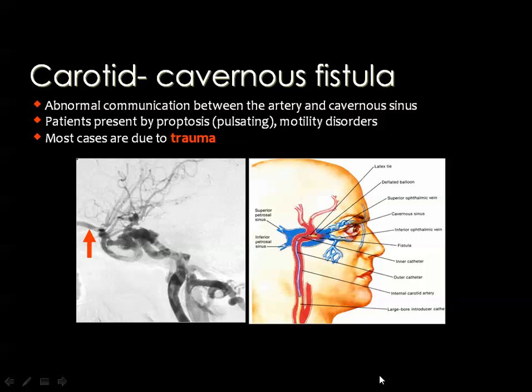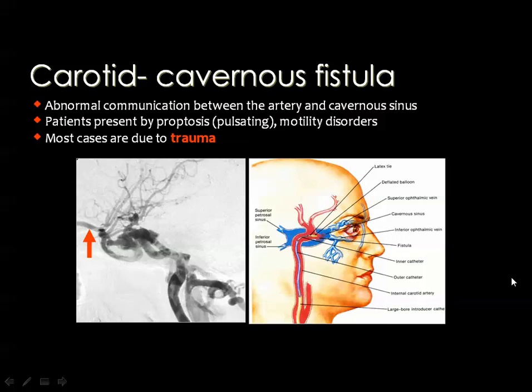Then this is a vascular malformation between the internal carotid artery and the cavernous sinus, what we call the carotid cavernous fistula. And this fistula will result in abnormal communication between the artery and the cavernous sinus, resulting in increased pressure inside the cavernous sinus, with engorgement of the veins draining into the sinus, especially the superior ophthalmic vein, which will be markedly dilated, and the patient will have proptosis.